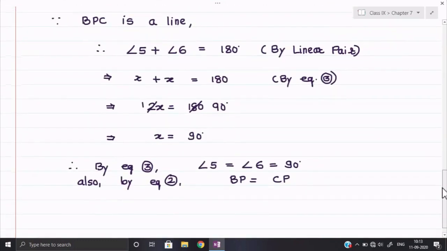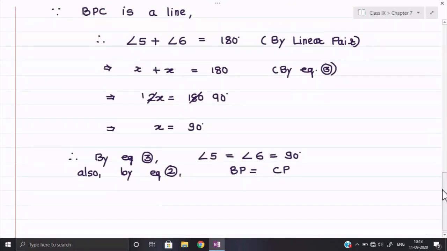Observe. BP and CP already we have proved in equation number 2 and just now we have proved both the angle 5 and 6 are 90 degree. So we consider therefore AP is perpendicular bisector of BC, and here we can say that we have proved the fourth part.